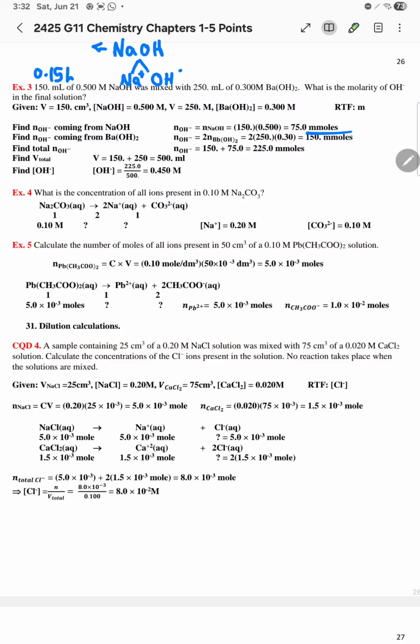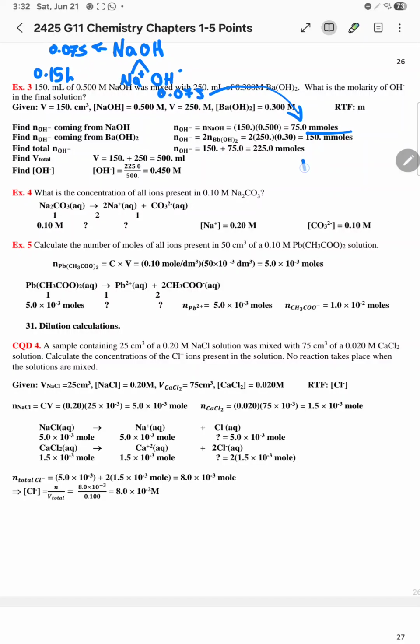So 0.15 times 0.5 is supposed to give us 0.750, I think. But let me check on my calculator. Yeah, 0.075 moles. So Na is gonna also have 0.075, and so is OH. We only care about OH because we didn't ask about Na. So we solved the first part.